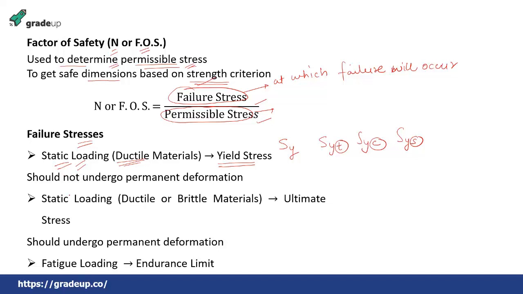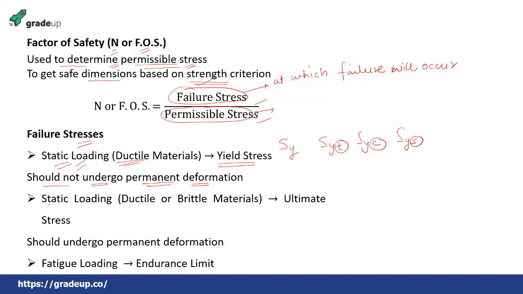In that case the component should not undergo permanent deformation. Permanent deformation means that if we apply some kind of force to a component and then remove that force, and the body does not attain its original position, that is permanent deformation. If it returns to its original position, there is no permanent deformation.